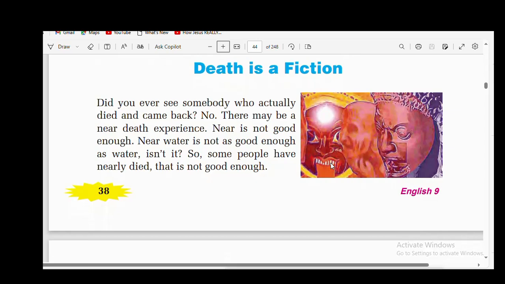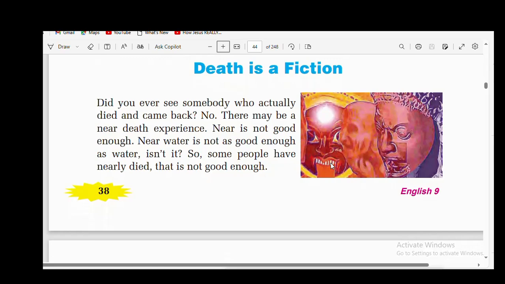Did you ever see somebody who actually died and came back? No, we have never seen that. Yeah, there may be a near-death experience. Near is not good enough. Near is not truth. Near water is not as good as water, isn't it? Yes, exactly. Near water cannot satisfy our thirst. Some people have nearly died. That is not good enough. Nearly died or near death is not true. Not good enough means not true.